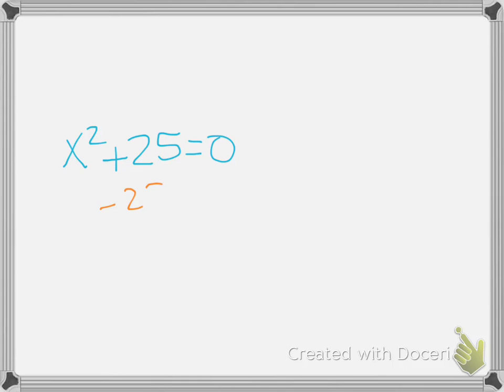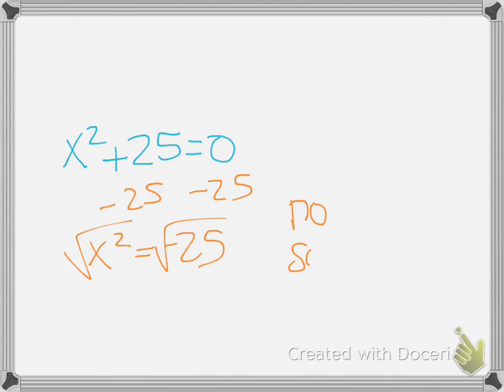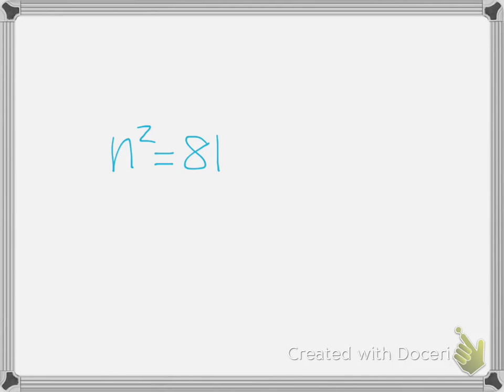Okay, so subtract 25. x squared equals negative 25. Square root both sides. We cannot square root a negative, so my answer for this is no solution. Okay, so that means it never crosses my x-axis. Okay, we can automatically just square root both of them, so n equals plus or minus the square root of 81, which is 9, so it's crossing my x-axis at positive 9 and negative 9.